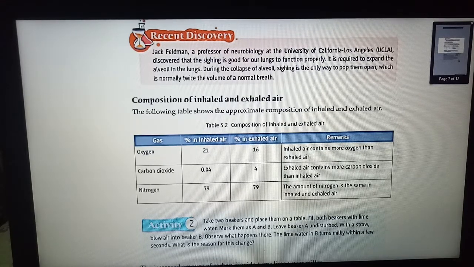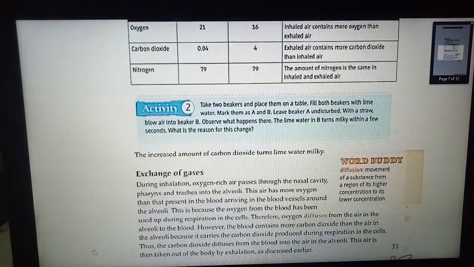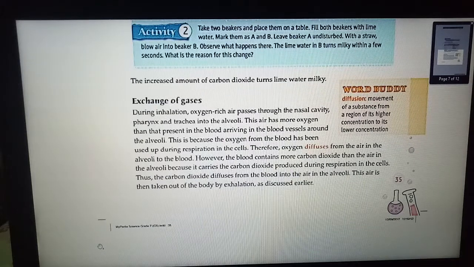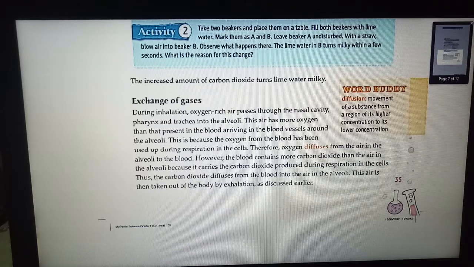Now I am going to explain how exchange of gases takes place. During inhalation, oxygen rich air, when we inhale, we breathe in, we are taking oxygen. Oxygen rich air passes through the nasal cavity, and where does that air pass from? Through our nose. From nasal cavity, pharynx and trachea, then into the alveoli. Now this air has more oxygen than is present in the body, arriving in the blood vessels around the alveoli.